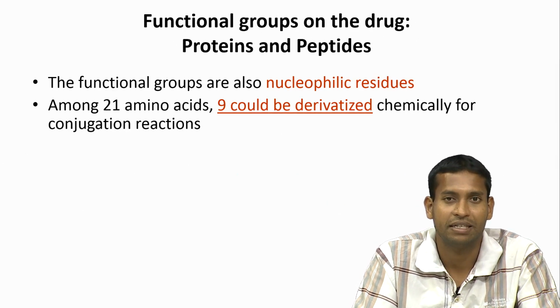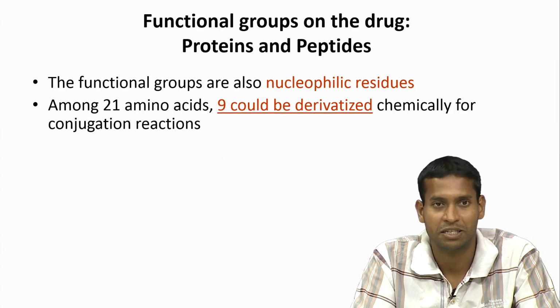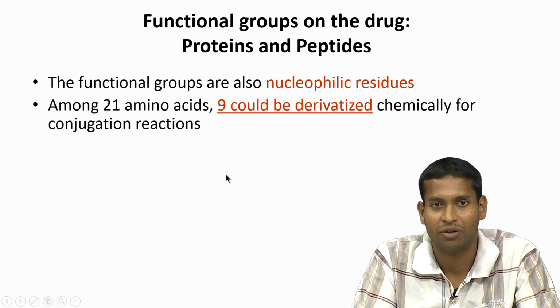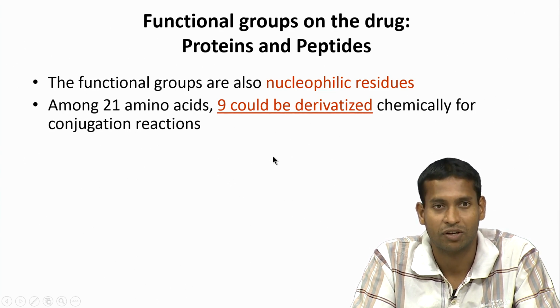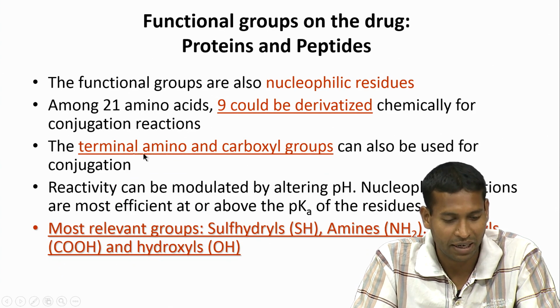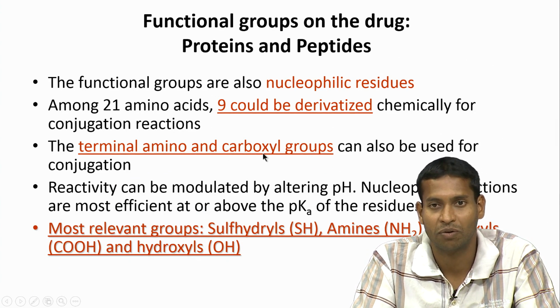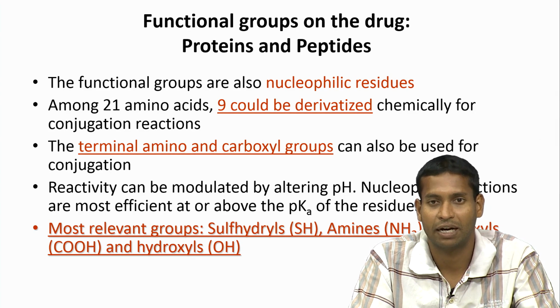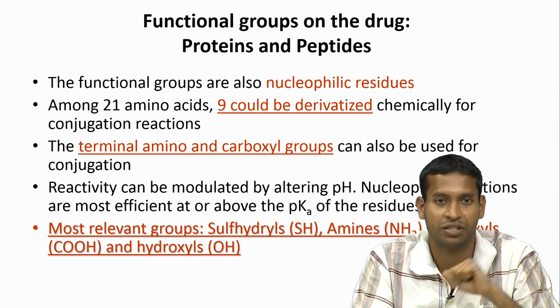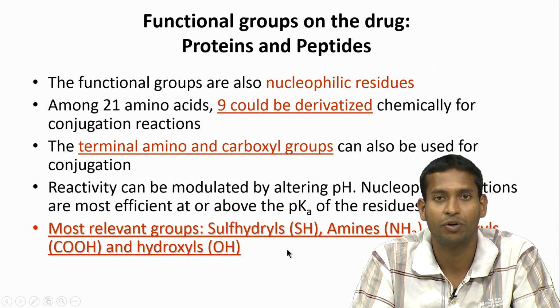And then the other way is you have proteins or peptides, which have lots and lots of functional groups, just because we have about 9 of the amino acids that could be derivatized, and so you can perform chemical conjugations on them. There is also a terminal amino and a carboxyl group available that you can use, and depending on what pH you are using, some of these terminal amino groups might be different from the ones internal in the protein backbone, and so you can tailor at which site you get this reaction. Some of these are again sulfhydryls, amines, carboxyls and hydroxyls that are widely present on your protein or peptide molecules.